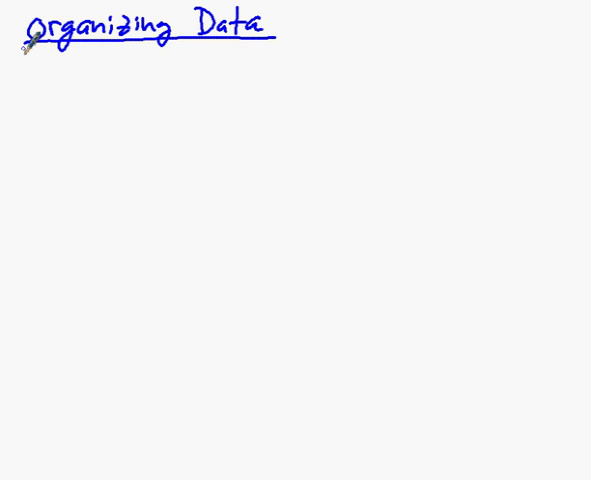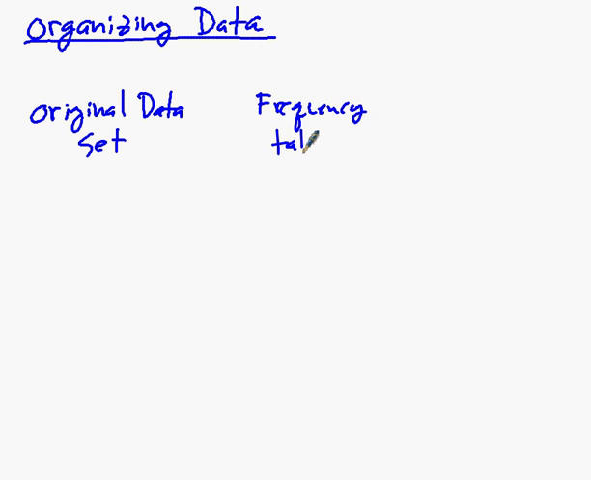When we collect and organize data, we really have three options. We can keep it as an original data set. We can create what's called a frequency table. We can also create a stem leaf display. Each one of these has its own strengths and weaknesses.